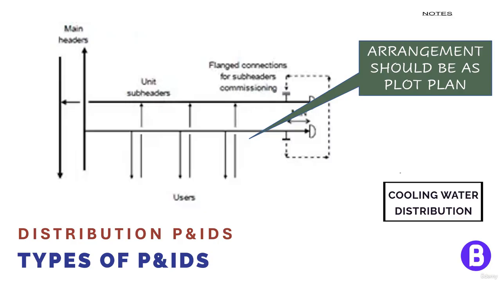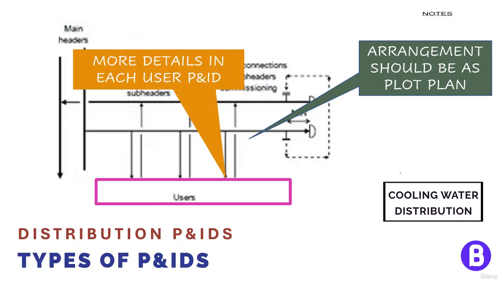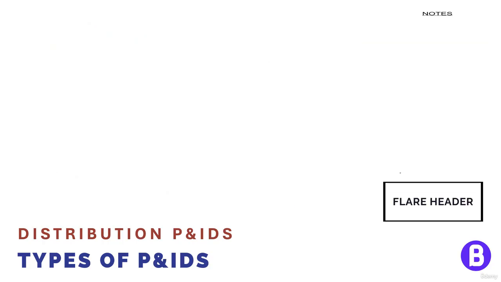However, the details of each user are shown on the main P&IDs. So the isolation valves serving the cooling water line on the cooler or the relief line on the PSV are not shown on the distribution P&IDs, but rather in the main P&IDs. Distribution P&IDs usually don't show valves or instruments except the ones related to the header itself. This can be applied to represent the distribution precisely.